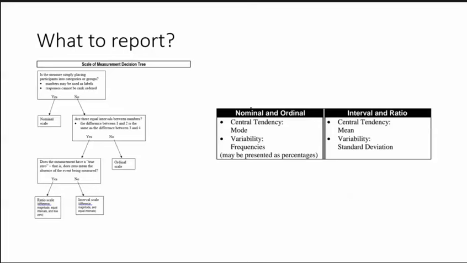APA style typically reports gender and ethnicity, so we know those variables are important, and we know it doesn't make sense to report the average. We'd want to report the number or percentage. Age can also be important, and it will make sense to report the mean and standard deviation for that variable.